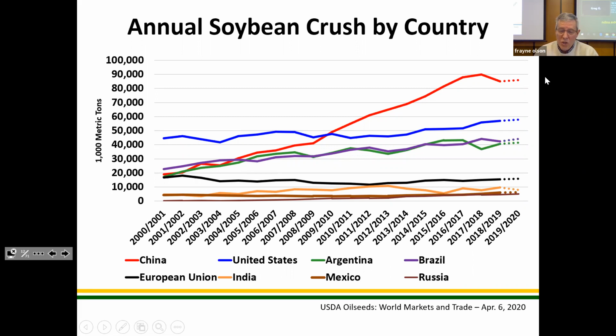In China, the dotted lines are the current USDA forecast for their needs in this current marketing year. You can see that the growth in Chinese soy crushing, which is not just what they're buying from the US but how much soybean they're buying globally and crushing domestically, is a very, very large number. Again, largest crusher in the world. Number 2 is the United States, the blue line. Then we get to the purple line and green line, which are Brazil and Argentina. Those top 5 countries dominate the crushing industry.